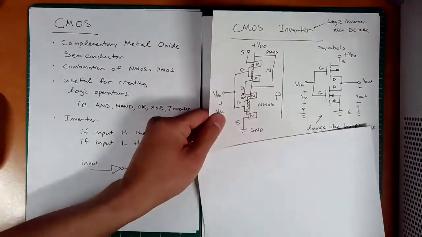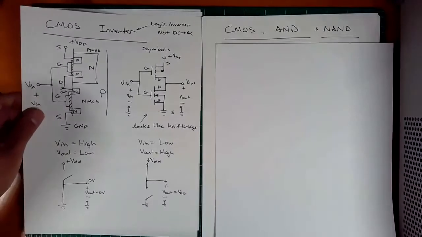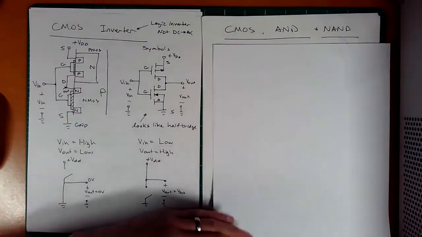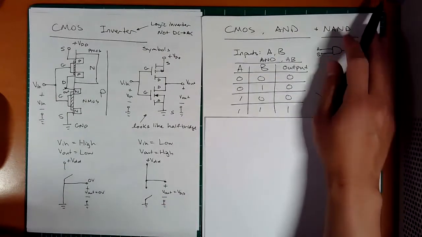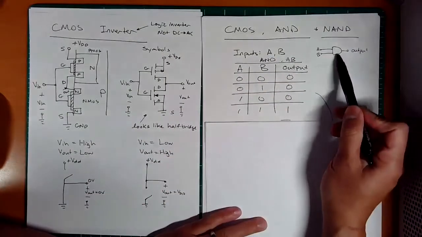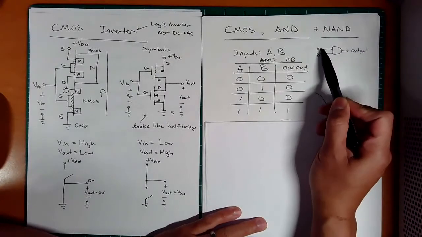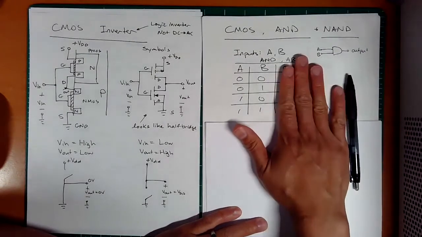So the next one here is an AND, or a NAND actually. Before we talk about the NAND, let's just talk about an AND. If you have two inputs, this is the symbol, by the way, this kind of bullet-shaped symbol, with two inputs A and B, and these are all the combinations.